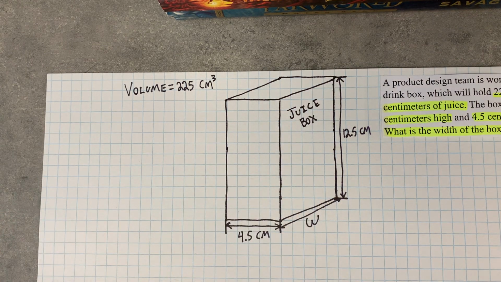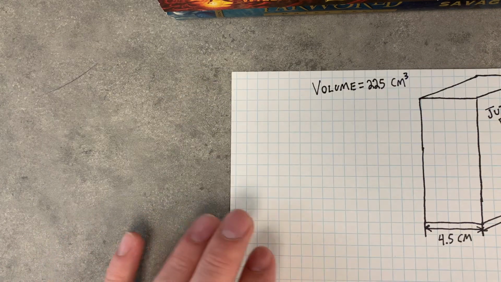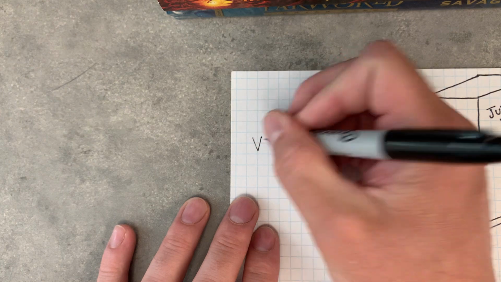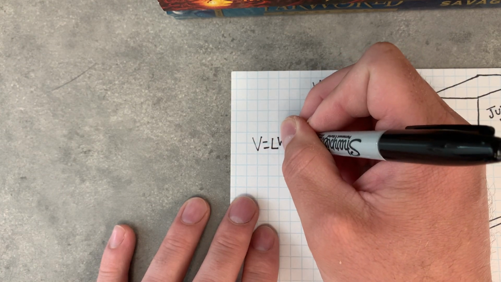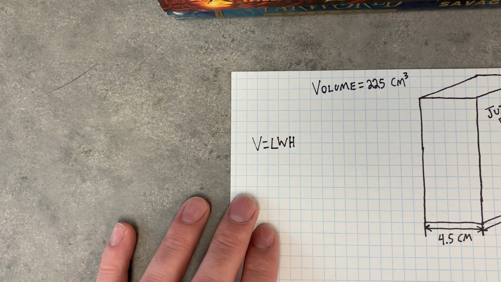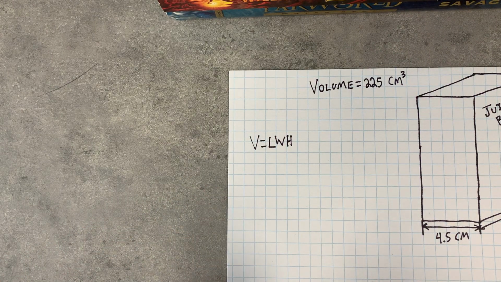Okay, so let's look at what we need to do to solve this problem. Now, I know I need to find the width. So I'm going to write down what I know about the volume of rectangular prisms. I know that when I'm finding the volume of a rectangular prism, the volume equals the length times the width times the height, right? So I can use that information to help me solve this problem.